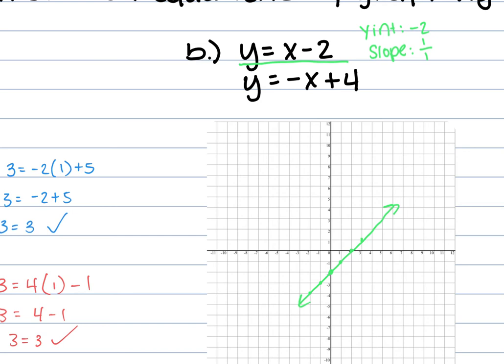And then our second equation is y equals negative x plus 4, where my y-intercept is 4. My slope is negative 1 over 1. So I'm going to start at 4, and I'm going to go down 1 to the right 1, down 1 to the right 1, down 1 to the right 1. And I'm going to draw a line going through those. Do you guys see where they meet up? (3, 1).